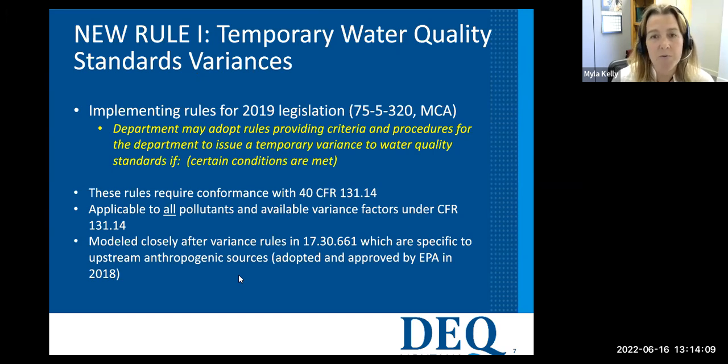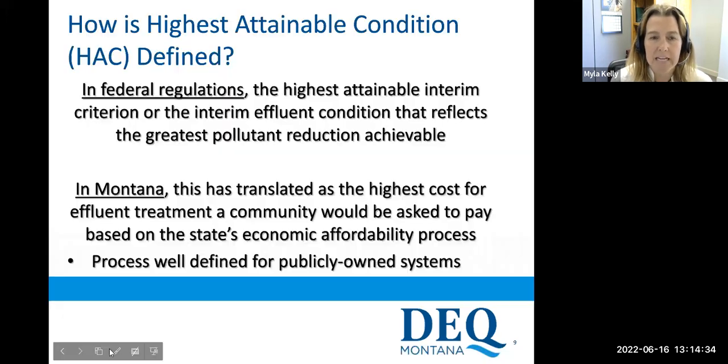Now, those variance rules were specific to some legislation, but they were specific to upstream anthropogenic sources. So the importance of these rules is to open that toolbox, so to speak, for any variance that falls under the applicable factors and considerations in federal law. Next slide, please.